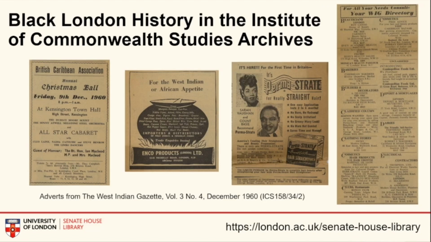So these are just a few examples of what you can find in our archives and that you can use for researching this topic. If you want to find out more about the contents of the archive, I'd recommend that you have a look at our archives catalogue, where you can find details on all the archives of the Institute of Commonwealth Studies as well. And I'll just stop presenting and start sharing my screen with you so I can show you that in more detail.